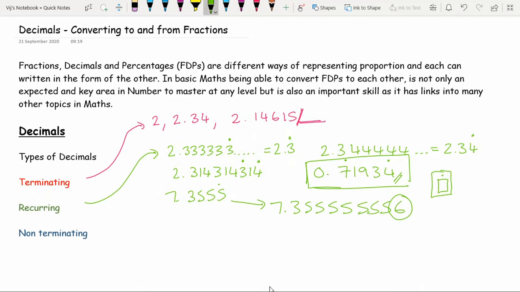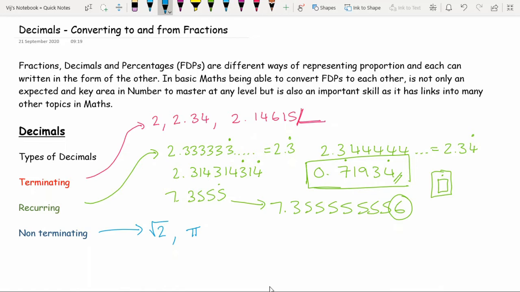Now for a non-terminating decimal, this one's going to be quite difficult for you to write as a fraction, but non-terminating is just like that. It continues forever, and it doesn't follow a particular pattern. Examples would be root 2 or root 3 even. You can even have numbers like pi, which doesn't follow a particular pattern, but it's a decimal number that goes on forever. So whenever you're working with decimals, it's important that you recognise what type of decimal it is.